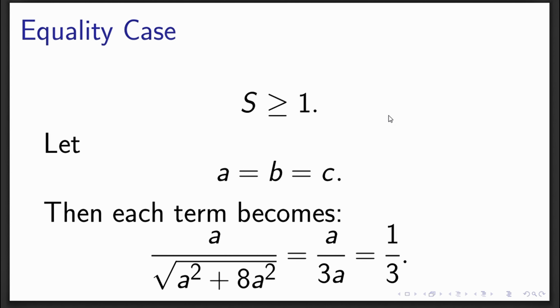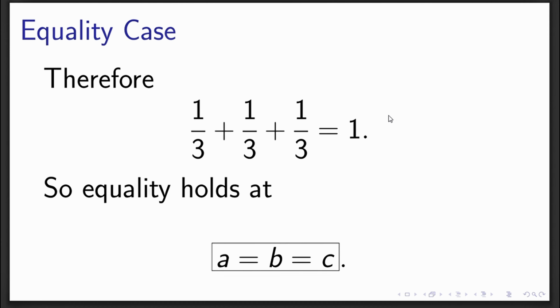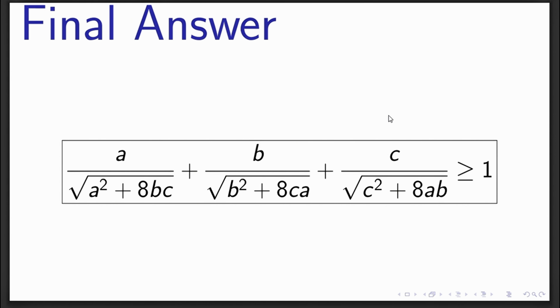Now we are going to check the equality case. I can put a is equal to b is equal to c. When I substitute, each term becomes a over root of a square plus 8 times a square. This means we have a over 3a. We are going to get 1 by 3. When we add all the values, 1 by 3 plus 1 by 3 plus 1 by 3, it will become 1. This means the equality holds at a is equal to b is equal to c. Hence, we have a over root of a square plus 8bc plus b over root of b square plus 8ca plus c over root of c square plus 8ab is greater than or equal to 1.